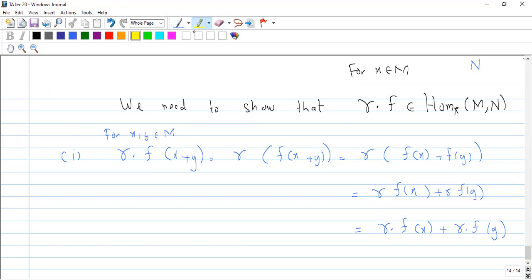So again, we plugged the sum of x and y into the map r dot f, and in the end it gives me the sum of the individual images. So it gives me the image of x under r dot f plus the image of y under r dot f. The first property is satisfied for r dot f.